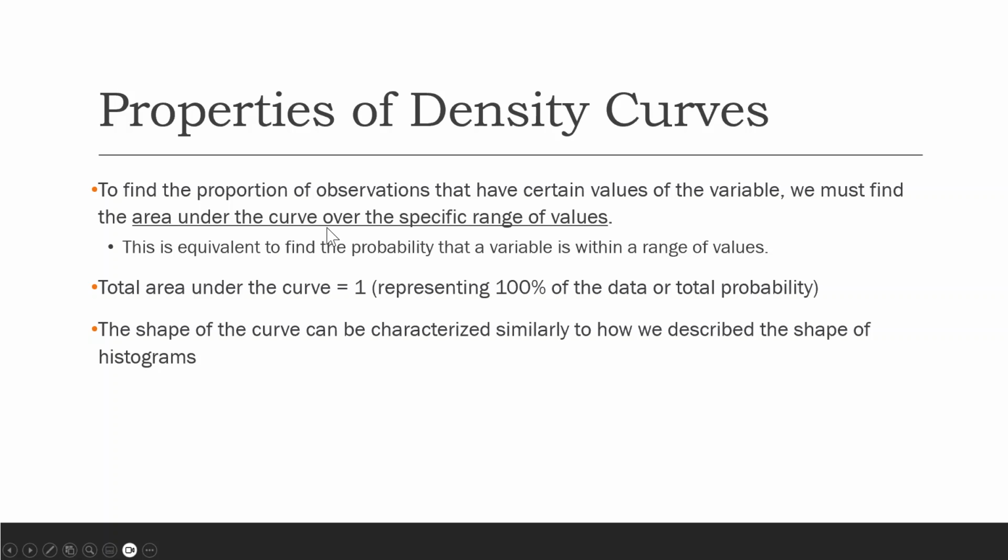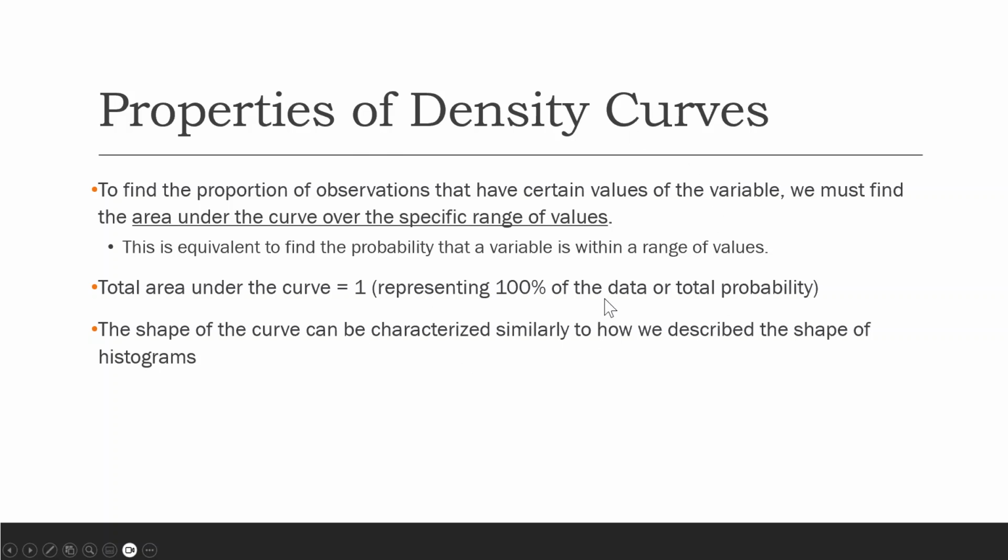These curves were created so that whatever shape it has, the total area under that curve equals 1, which represents 100% of that population. And if we want to know the actual proportion of observations that cover a certain range of values, we have to find the area under the curve covering those specific values. Now, this is based off of population information, right?